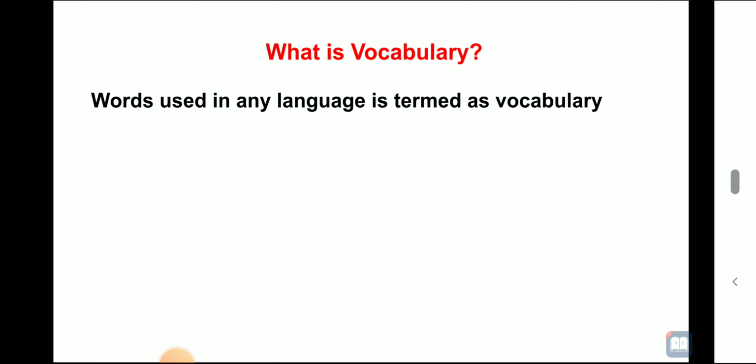I have brought a session for you on vocabulary, which is a very important topic for language learners. Let's understand the meaning of vocabulary. Vocabulary is nothing but a specific language use in each and every language. The use of words is called vocabulary. It is a collection of words.